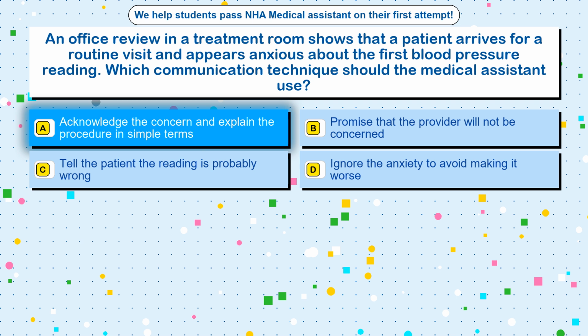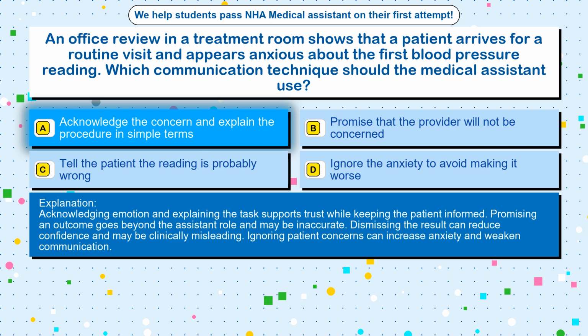Acknowledge the concern and explain the procedure in simple terms. Acknowledging emotion and explaining the task supports trust while keeping the patient informed. Promising an outcome goes beyond the assistant role and may be inaccurate. Dismissing the result can reduce confidence and may be clinically misleading. Ignoring patient concerns can increase anxiety and weaken communication.